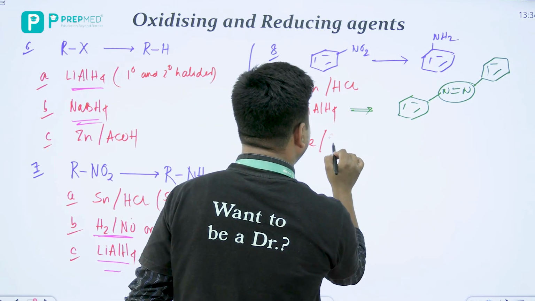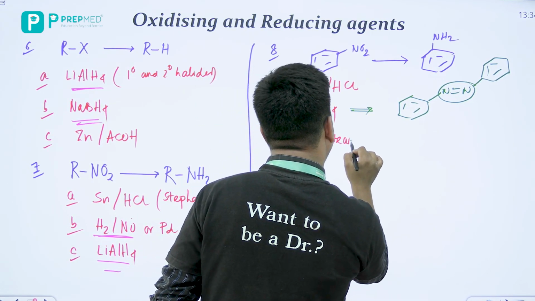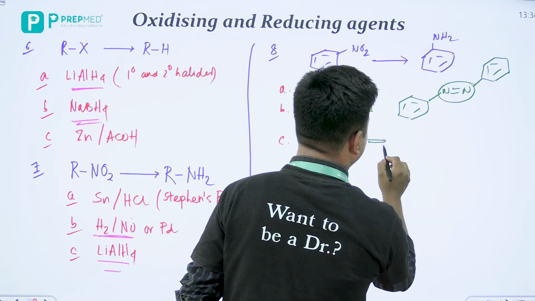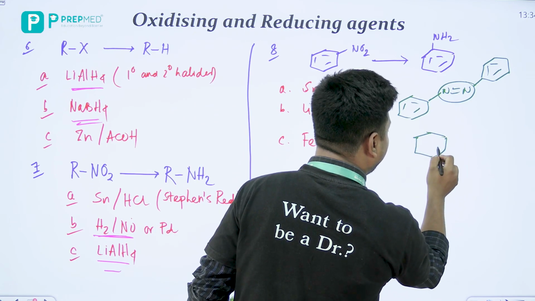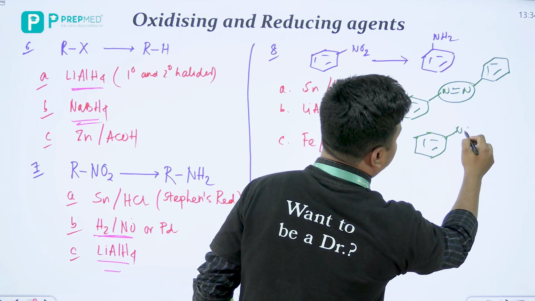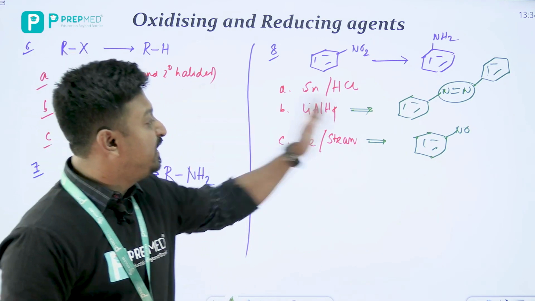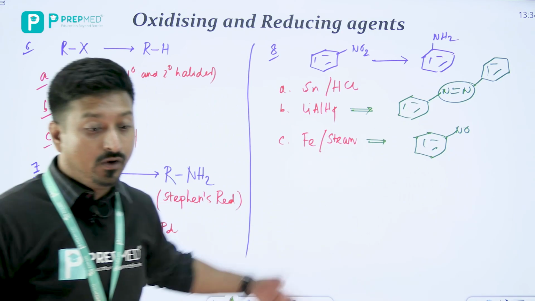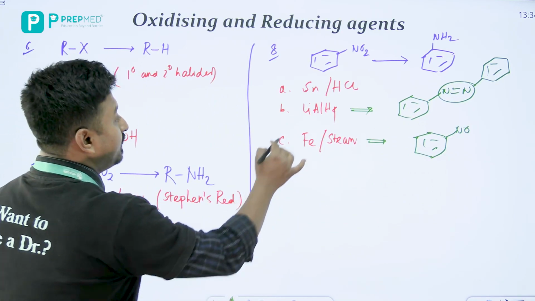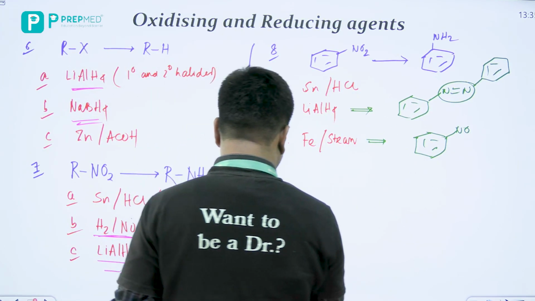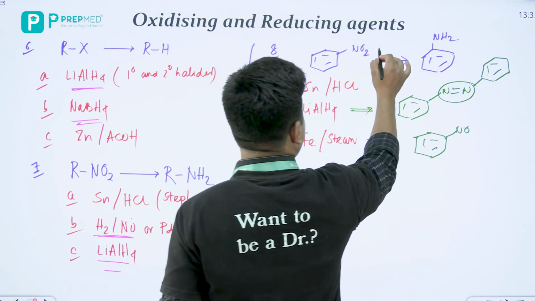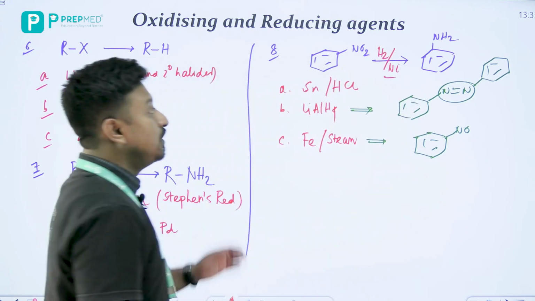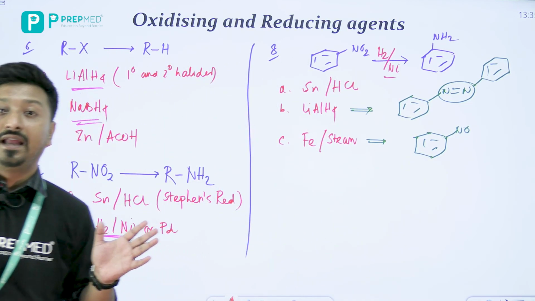Then if I use iron in presence of steam, then also we get a problem: nitrosobenzene. That is, the nitro group is reduced to NO. Then what we can do? Here we can also use H2/Ni. H2/Ni also we can use to convert a nitro group to the NH2 group.